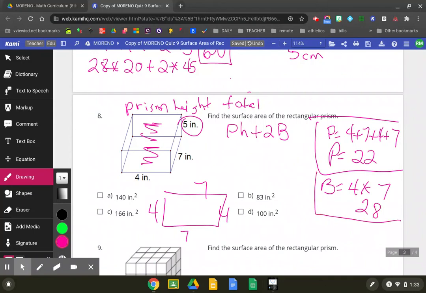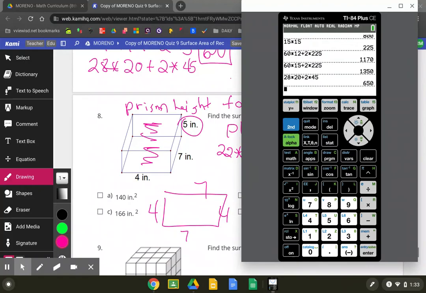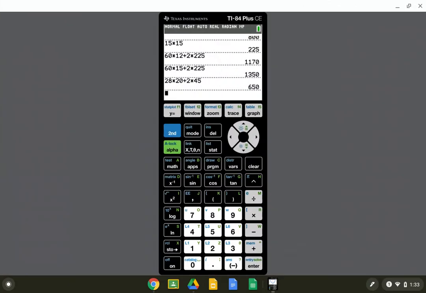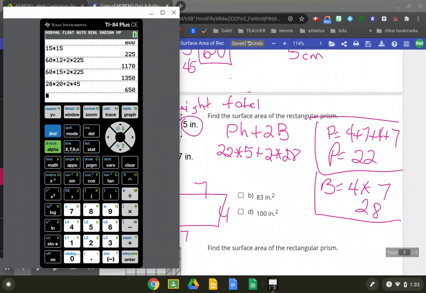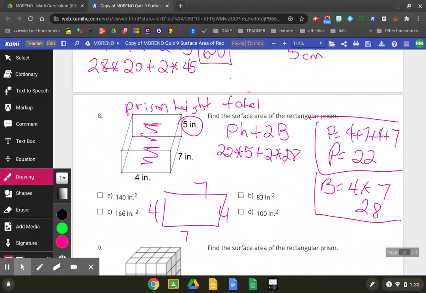All right, so now we're ready over here. 22 times 5 plus 2 times 28. Let's put that on our calculator. Make sure everything's good there. Let's see what we get. I got 166, and it is letter C. All right, that's number 8.